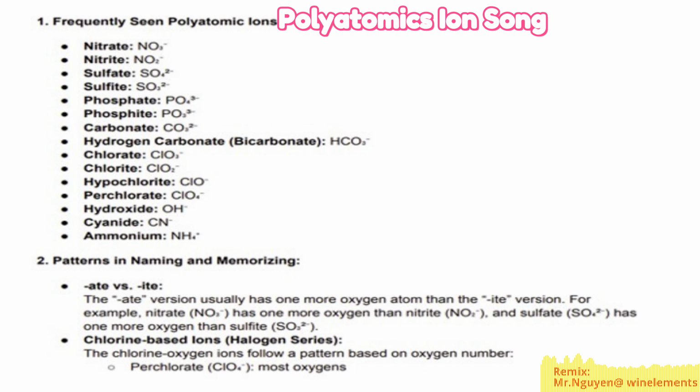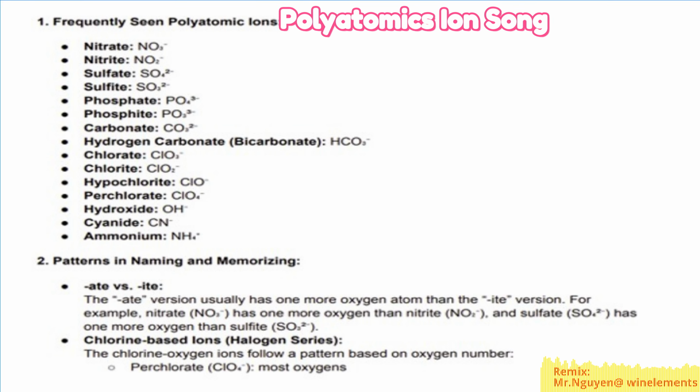Memorize the family, starts with ate. Then ite has one less, isn't it great? Per goes up, hypo goes down, patterns and ions make it clear. No need for stress or fear. Phosphate to phosphite, get it right. Polyatomic ions in your sight.